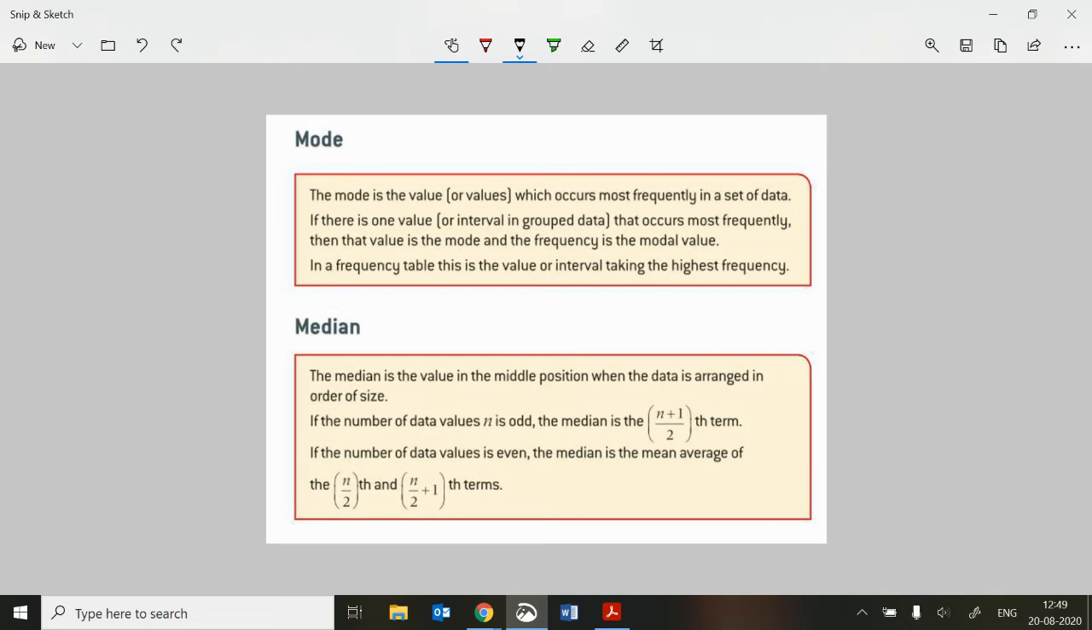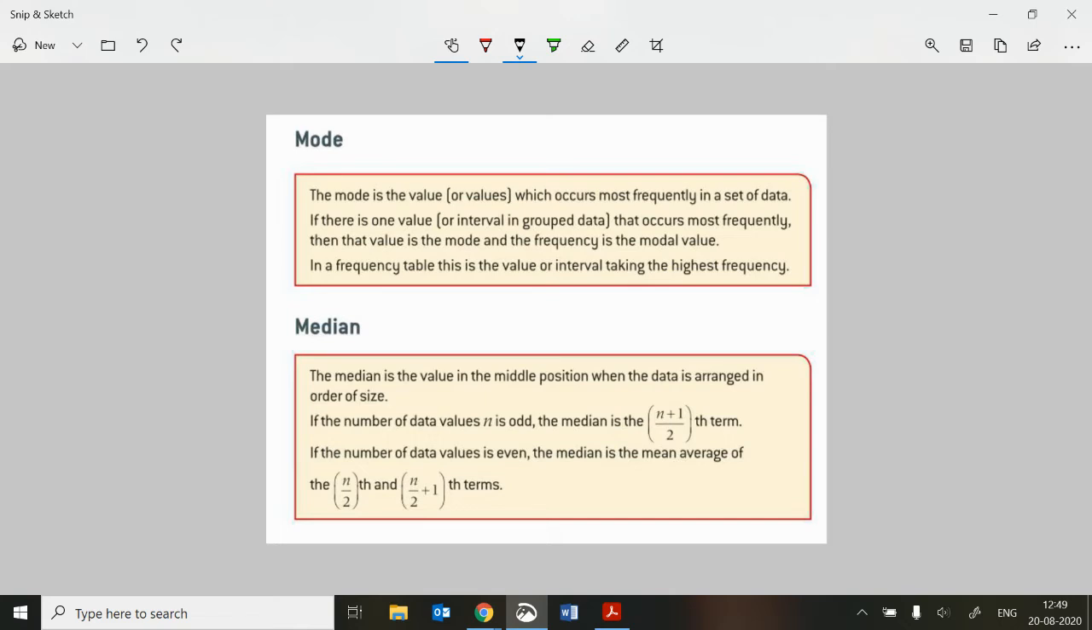Okay, median. The median is the value in the middle position. And importantly, that's the (n+1)/2th term, or the average of the n/2th and the (n/2+1)th terms.